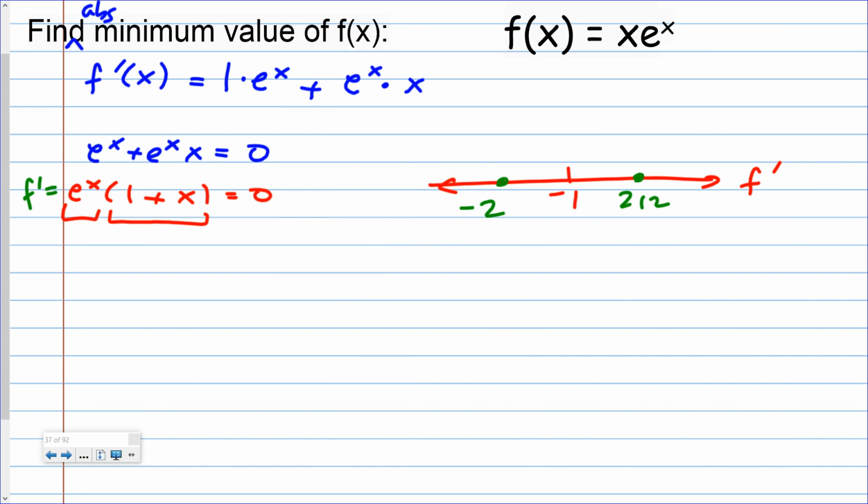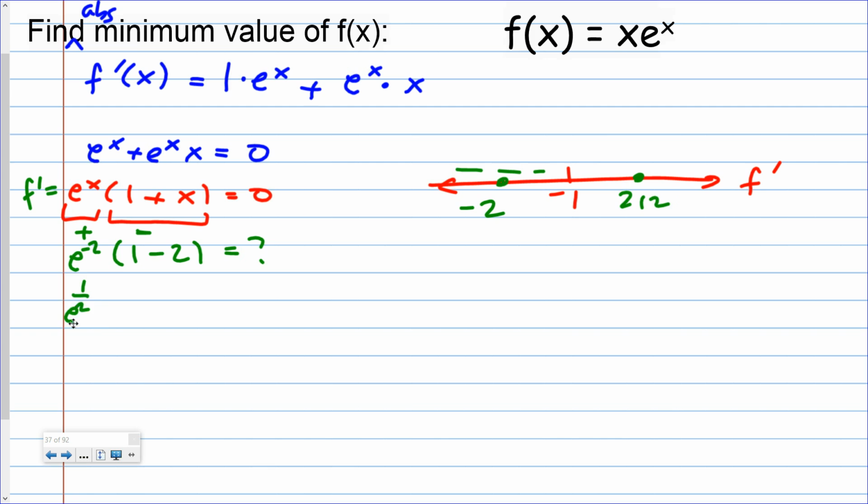If I plug in negative 2, okay, is this positive or negative? What's e to the negative 2? This is where students make mistakes. Is e to the negative 2 negative? There's a negative in it. Is it negative? No, guys, e to the x is never negative. And another way to remember it is this is 1 over e squared. Is 1 over e squared negative? No. So this is positive. What about 1 minus 2? Negative, so this will be negative.